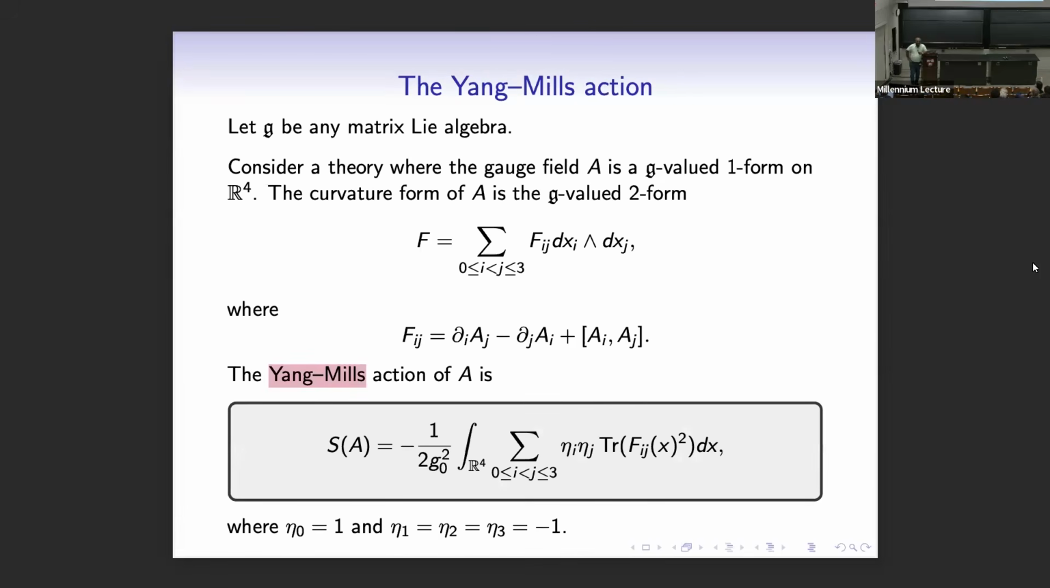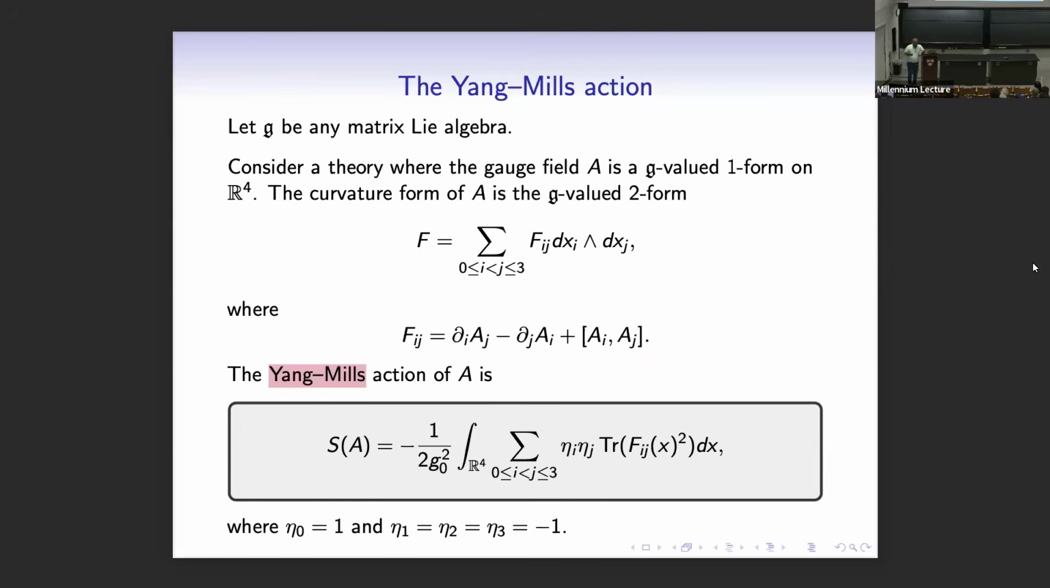And the Yang-Mills action has exactly the same form as before. It's minus 1 over 2 g_0 squared, integral over R^4, summation over i, j, of the trace of F_ij(x) squared dx, okay? So it's exactly the same thing. You just generalize it to these other groups, and you get this Yang-Mills action.